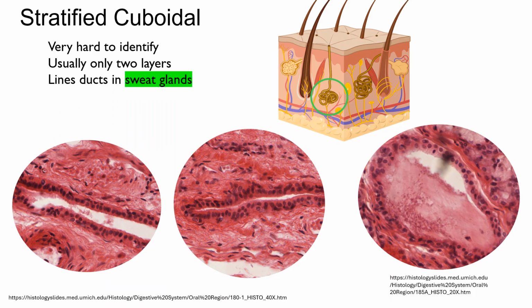There are not many examples of stratified cuboidal in the body. Well, not many good examples. It's really hard to see the cuboidal shapes of cells with stratified cuboidal. And it's really easy to see their circular shaped nuclei.